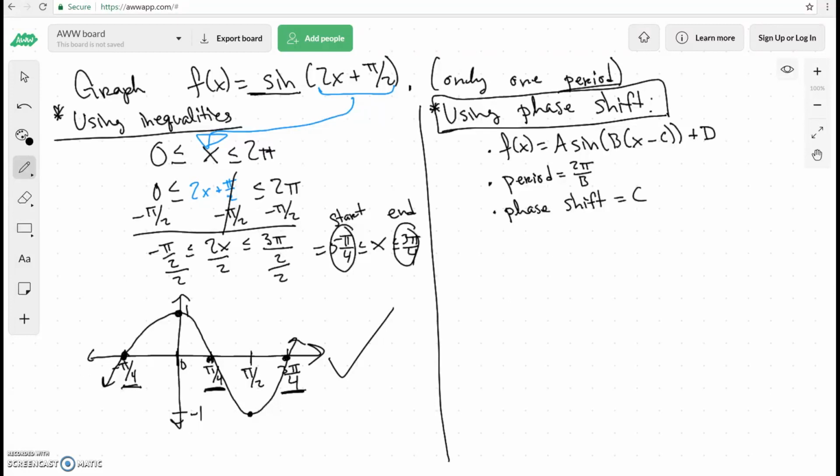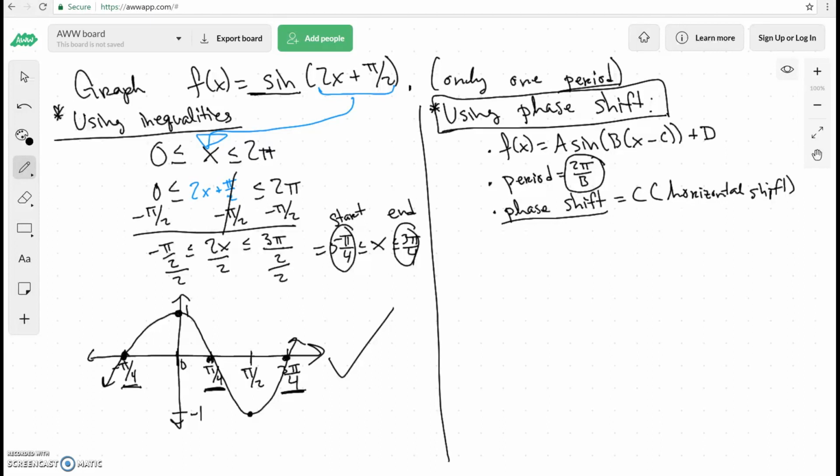So with the phase shift, you need to make sure that your function itself is in the form a sine b parentheses x minus c plus d. Now the period: the sine curve will complete one full period when you take 2 pi and divide it by b, whatever this b term is. The phase shift is basically the horizontal shift. I'll write that there. So remember when we shifted left or right? Well, that's what we call it with trig functions. It's called the phase shift.